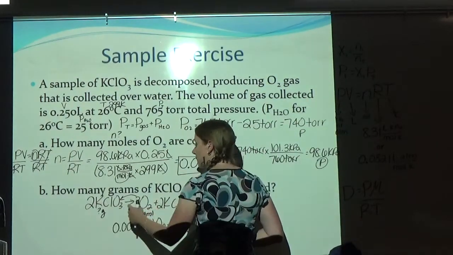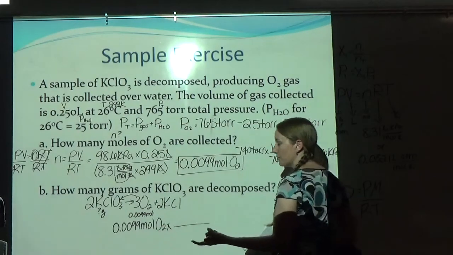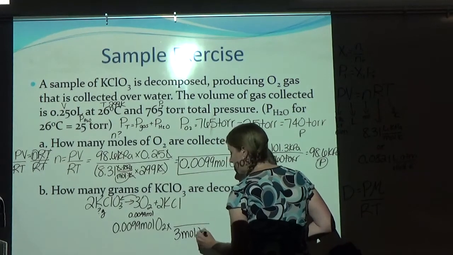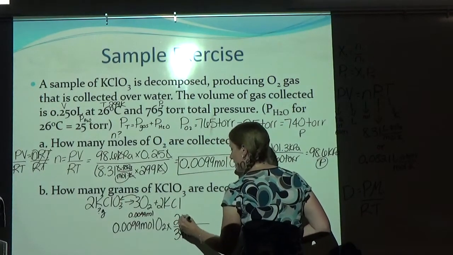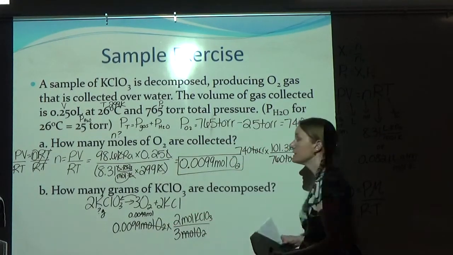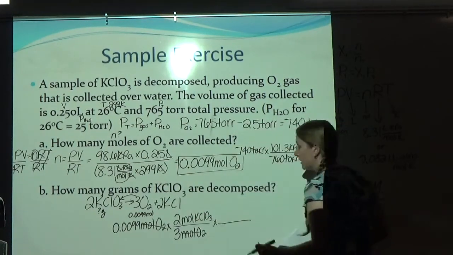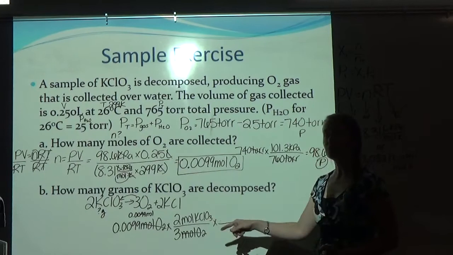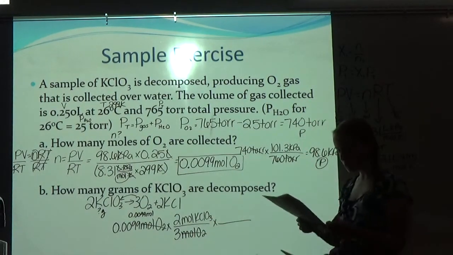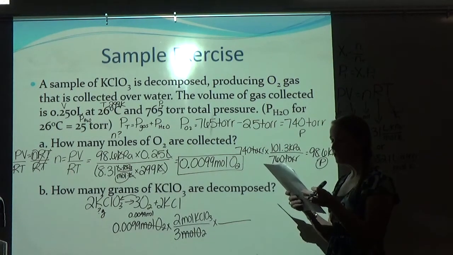Step 2 is mole ratio. I can see that 3 moles of oxygen are made from 2 moles of potassium chlorate. Since moles of oxygen is on top, I'm going to put 3 moles of oxygen on bottom and the 2 moles of potassium chlorate on top. Step 3 is convert to unit asked for. Well, it asks for grams. So I need to add up KClO3 off the periodic table. So K is about 39, Cl is about 35, and O is 16 times 3, which gives me a grand total of 122 grams per mole.